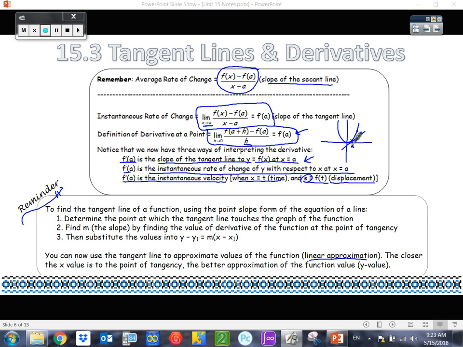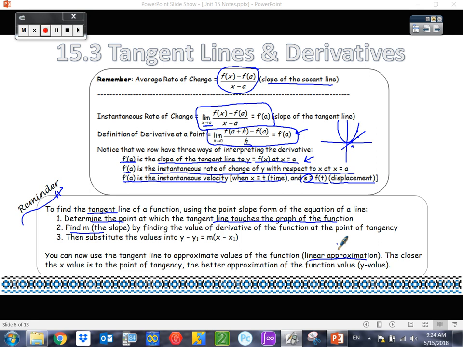So let's go through the process, to remind you. When we want to find a tangent line, we first need the point of tangency, the point where the line touches the graph of the function. In this case, it would be this point right here. We need to find that. Usually it's given to us, or at least the x value is given to us. If we just have the x value, how would we find the y value of that point? Just plug it into the function. That's not too bad. The next thing we do is find the slope, m, by finding the value of the derivative at that point of tangency. That's what we're going to be working on today, finding the value of the derivative at the point of tangency.